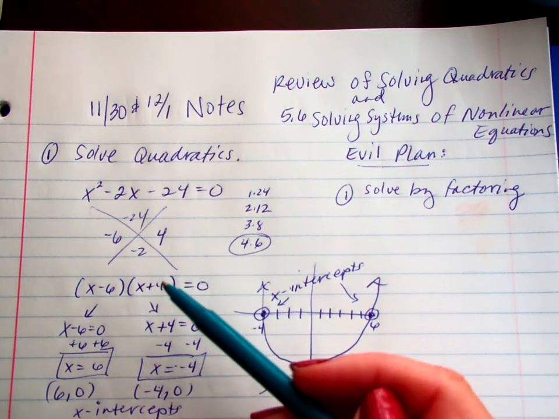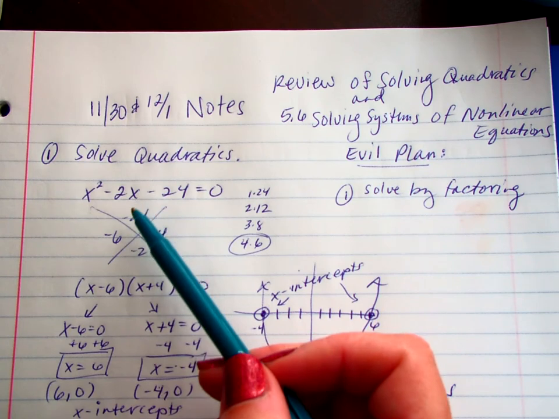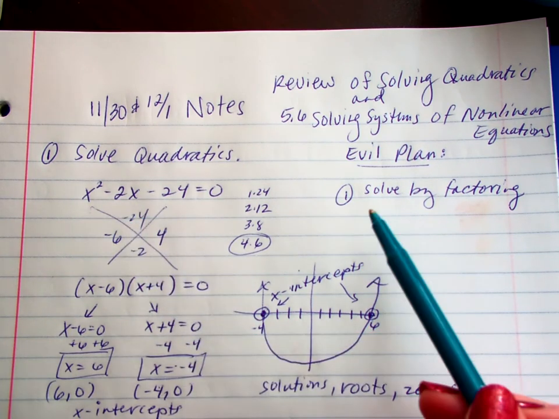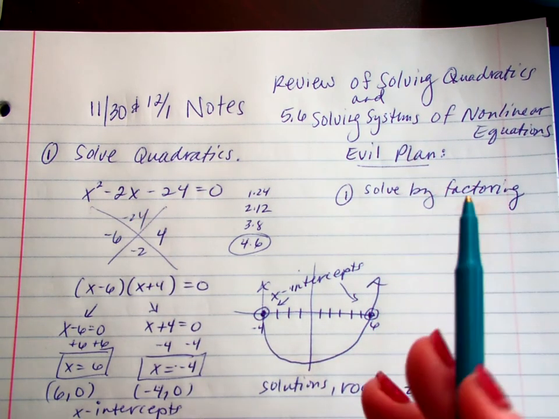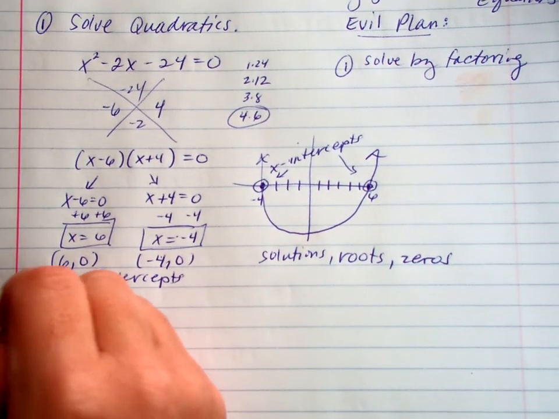It doesn't mean I can't use the other methods. I could have solved this by completing the square, and I could have solved this by the formula, but I'm trying to find the most efficient method now. What's the best way for me to solve it? Okay, let's try number 2.